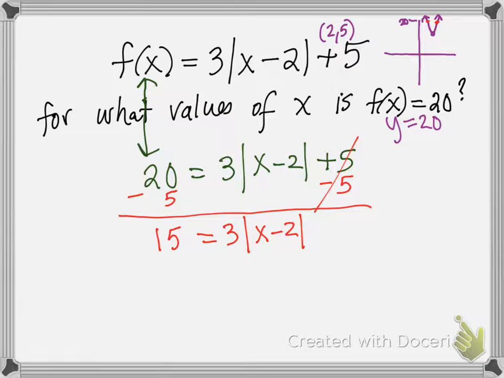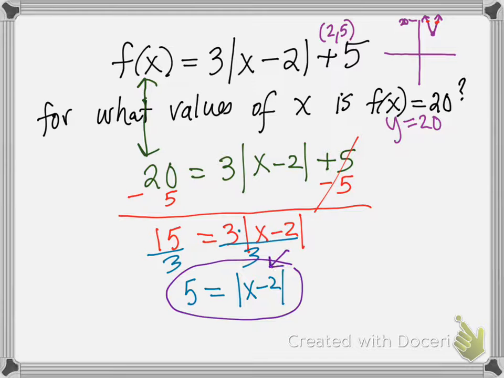Then from here, I have to move that 3 over. The opposite of multiplying by 3 would be dividing by 3. So I'm left with 5 is equal to the absolute value of x minus 2. Once you have your absolute value symbol isolated, you're actually going to be setting up 2 equations here, and this is why. What this equation is saying is this answer is 5 units from 0, because absolute value means distance from 0 on a number line.